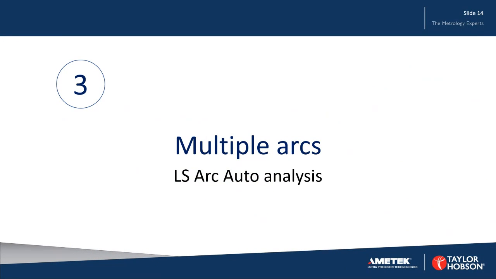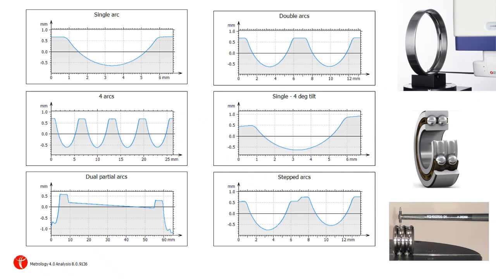So now let's have a look at further capabilities using multiple arcs. We've already had a look at a single arc analysis and at dual partial arcs. We are also able to measure stepped arcs. As you can see here, we have the shoulders at a different height. And if the profile is significantly tilted, we'll have a look at how this is leveled automatically. And also we'll have a look at analyzing up to 4 arcs.